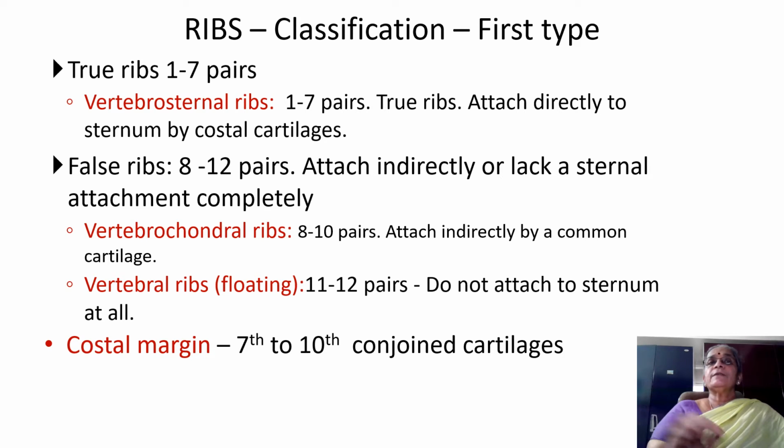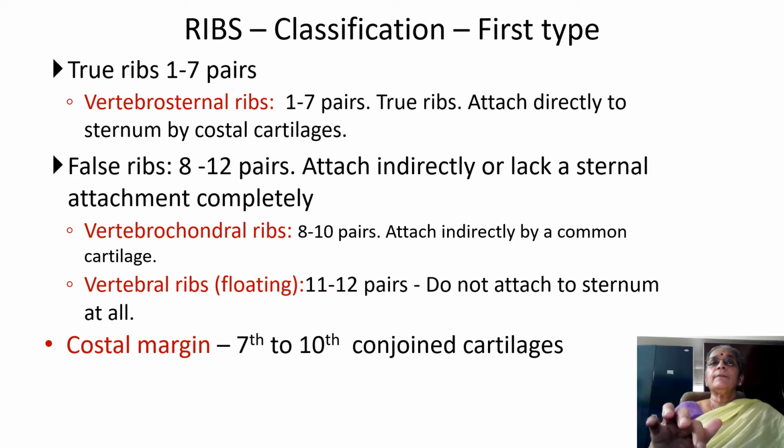What are true ribs? The first to seventh pair of ribs are true ribs, and they are also called the vertebro-sternal ribs. These are the true ribs because they attach directly to the sternum by costal cartilages. So posteriorly they are attached to the thoracic vertebra, and anteriorly to the sternum through costal cartilages. Then there are the false ribs.